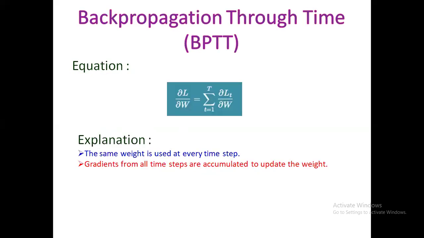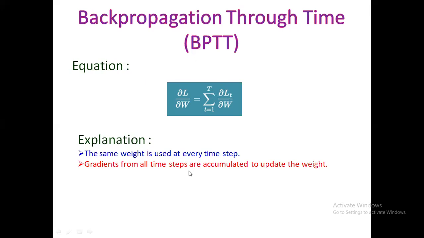Next, BPTT, backpropagation through time. In this case, it is given by ∂L/∂W is equal to summation t equals 1 to T of ∂L_t/∂W. In an RNN, the same weights are used at every time step, which means learning must consider the entire sequence. During backpropagation through time, gradients from all time steps are accumulated to update these shared weights in a way that reflects the behavior of whole sequences.